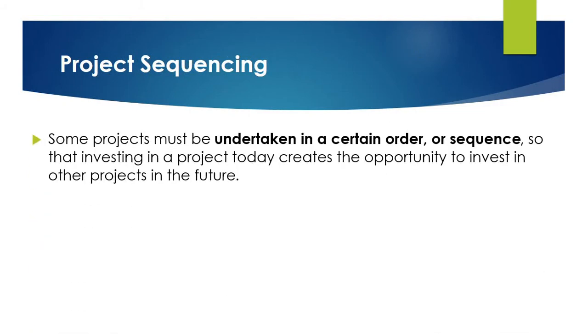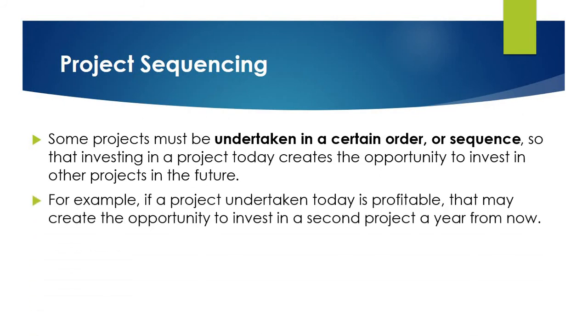Project sequencing. Some projects must be undertaken in order or sequence. This is because the firm does not have enough capital or fund to invest in all projects. So the firms need to undertake projects in a certain order or sequence. For example, if a project undertaken today is profitable, it will help the firm to undertake the next best project in a year from now.